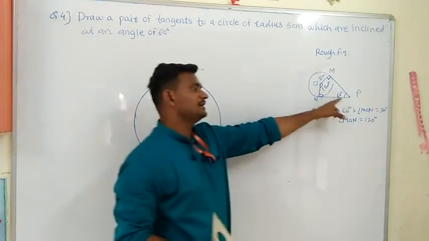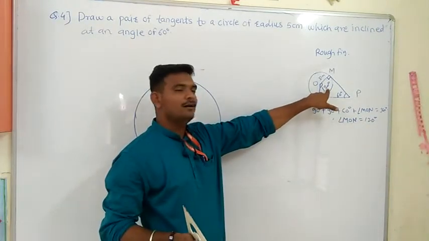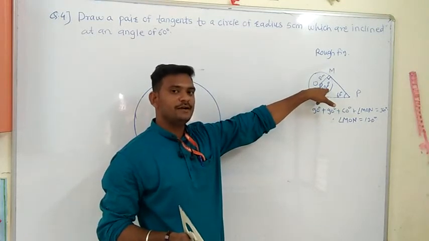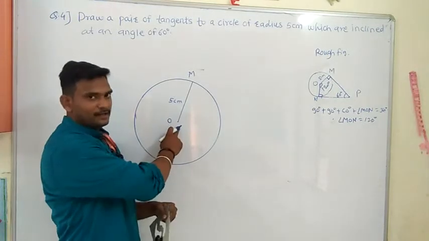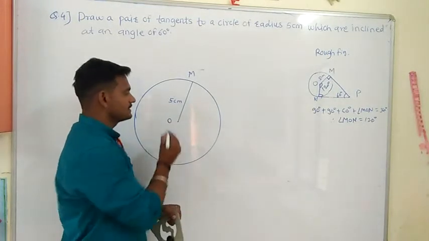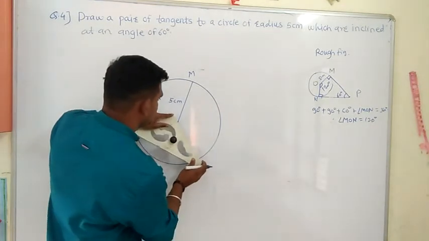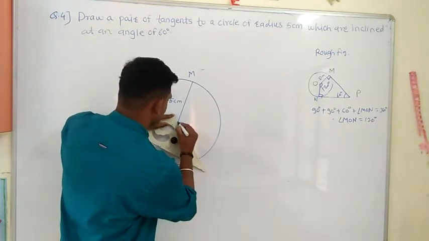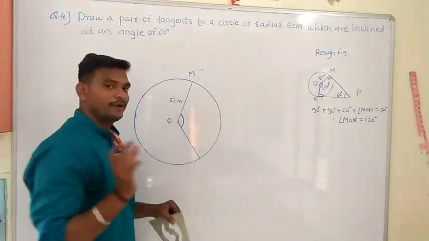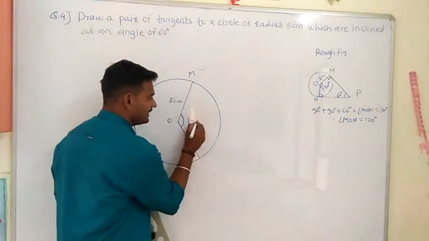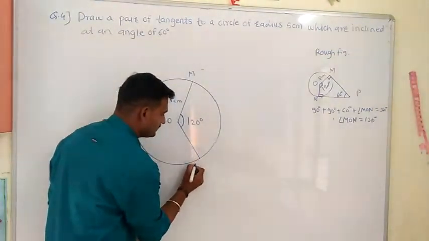We require the angle between the tangents 60 degree. How to bring it? To bring this, we get a 120 degree angle here. We can draw this 120 degree angle with the help of protractor. Can you draw the angle 120 degree? Yes. Use the protractor and draw the angle of 120 degree here. This is the angle between the radius, and mark this point as N.